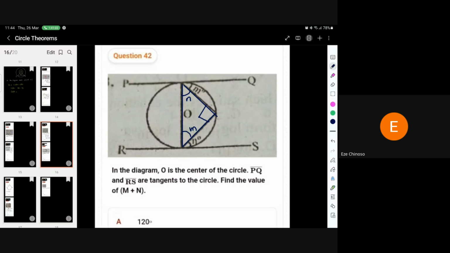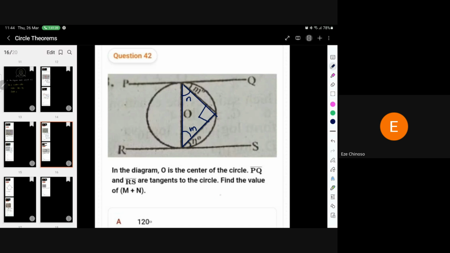What's the rule? Who will tell me the rule I used there? What's the theorem I used? What's the name? No, not angles in the same segment. It's the alternate segment theorem. The rule number one is same segment. This one is alternate segment. Is that okay? All right. Yeah, alternate segment.